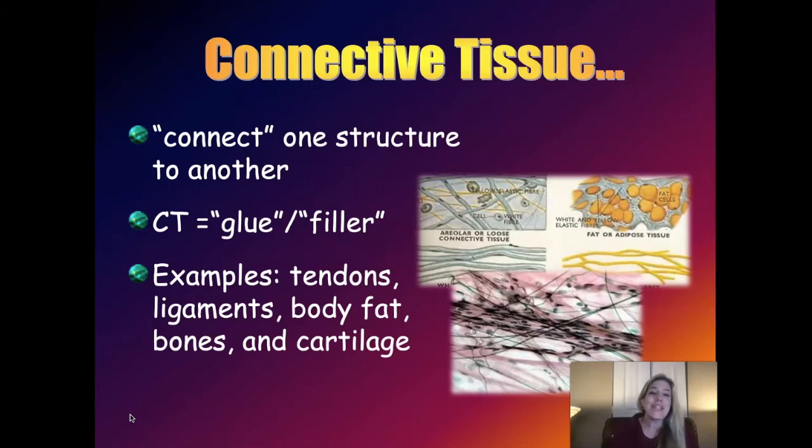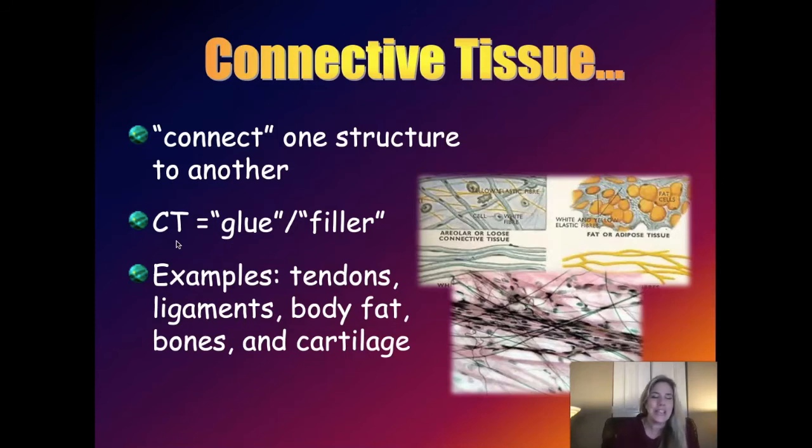Connective tissue is tissue that connects one structure to another. And that should be no surprise. You might think of something like tendons or ligaments, where they're connecting either bone to muscle or bone to bone. So connective tissue connects things to each other. We can also abbreviate it CT, by the way. And that CT acts as a glue or a filler within the body.